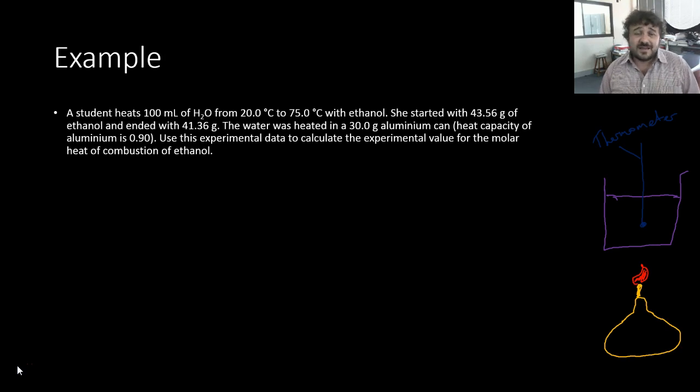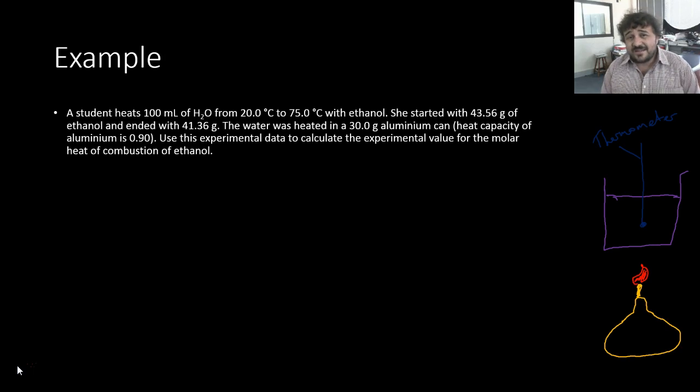Basically, a student here has about 100 mL of water, which they've heated from 20.0 to 75.0 degrees. Notice that there are the point zeros on there. That's really important. That helps us with our significant figures. Of ethanol, she started with 43.56 grams of ethanol and ended with 41.36 grams of ethanol.